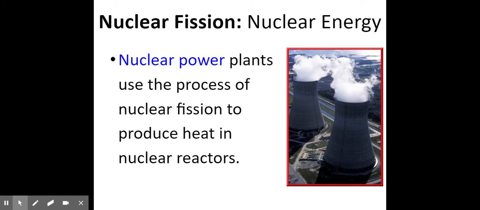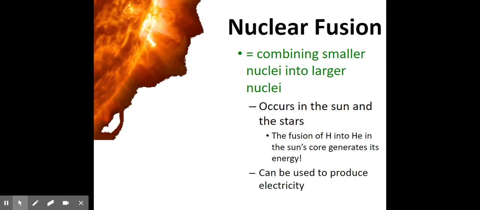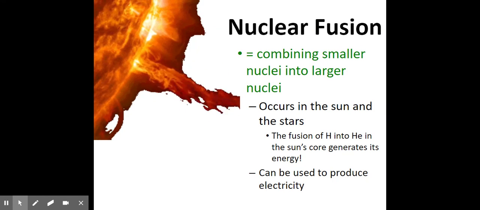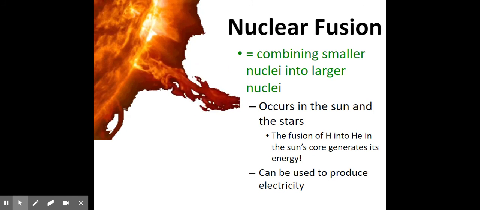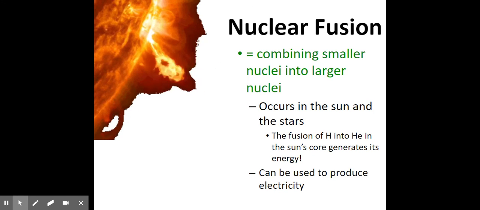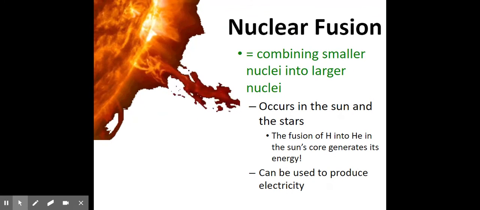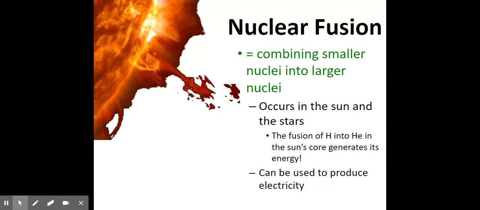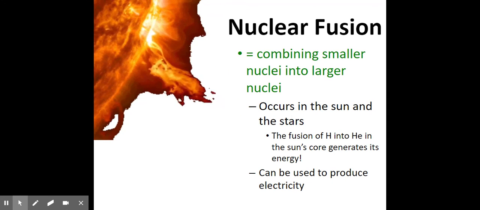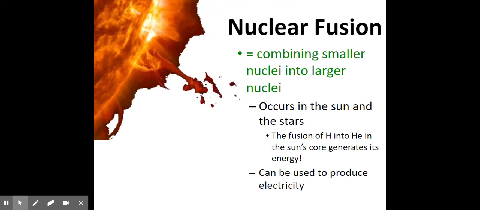Okay. Fusion is energy, and this is what power plants use to produce heat in nuclear reactors. And it's just the combining of smaller nuclei into larger nuclei. Again, this occurs in the sun and the stars. The fusion of hydrogen into helium in the sun's core is what generates its energy, and we use this to produce electricity. That's what our power plants are for.